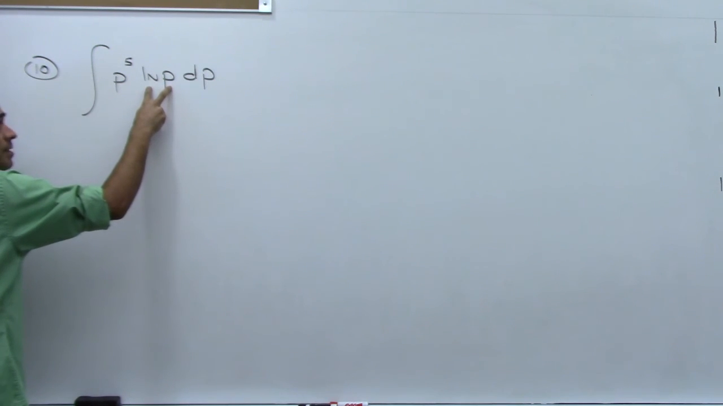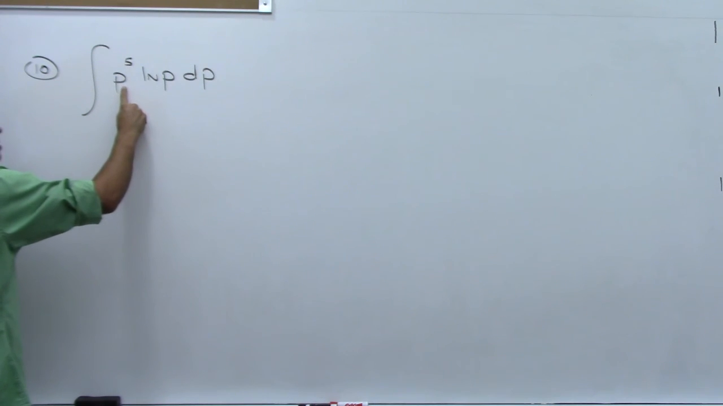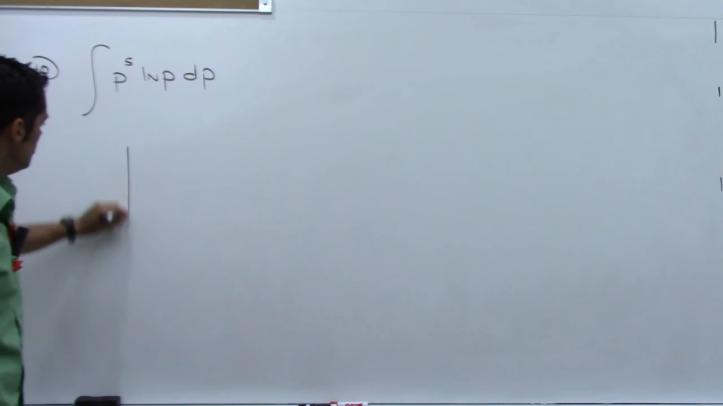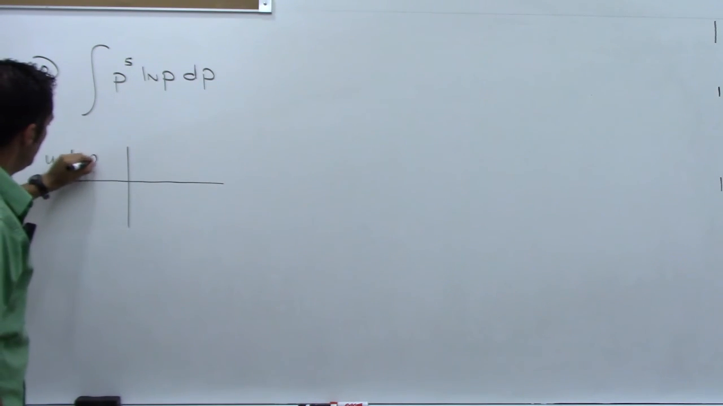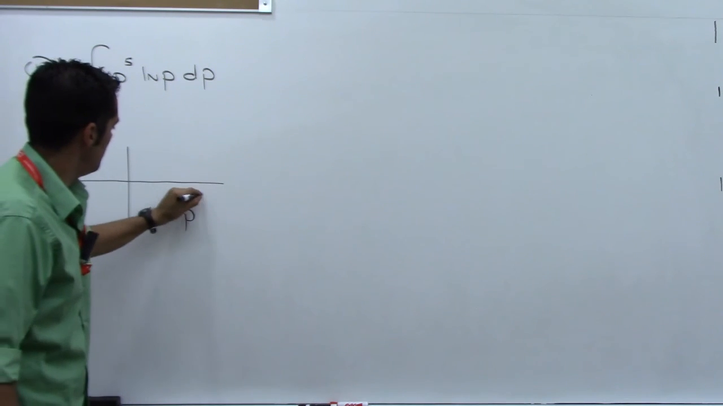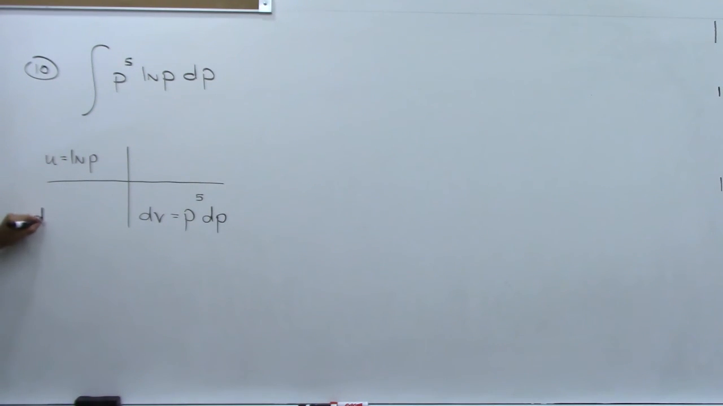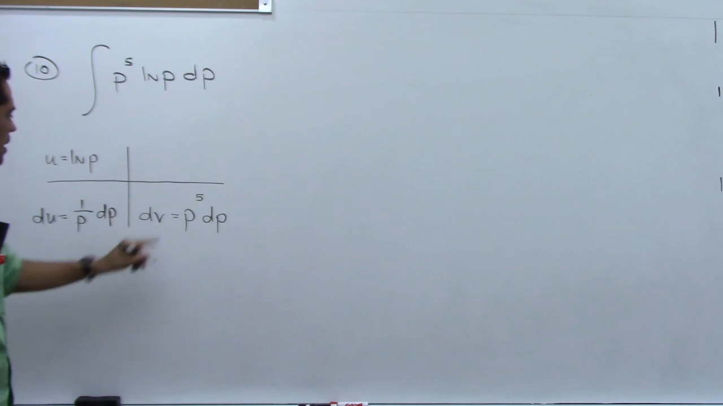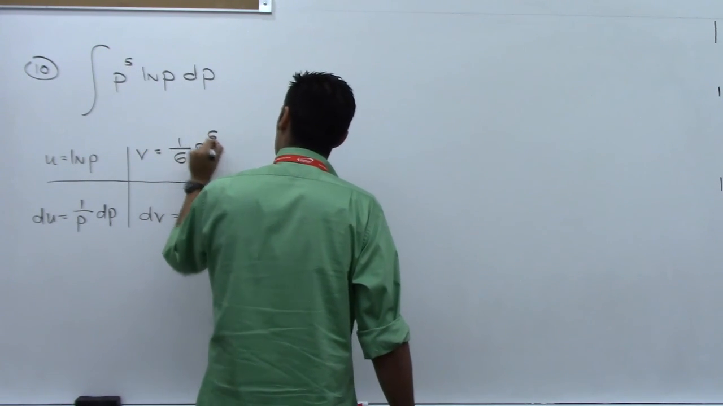Differentiating natural log p is easy, though, because that's just 1 over p. And integrating this is relatively easy. So it looks like if we choose our u to be that natural log p and let dv be everything else, which is the p to the 5th dp, then du will be 1 over p dp, and the antiderivative here is 1/6 p to the 6th.